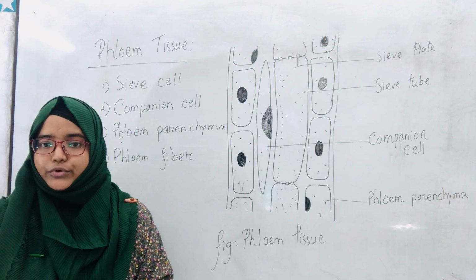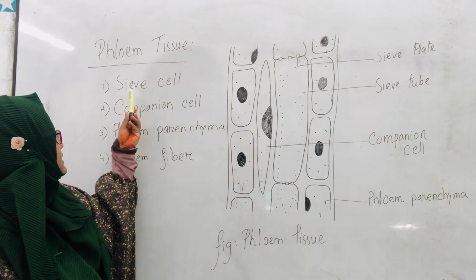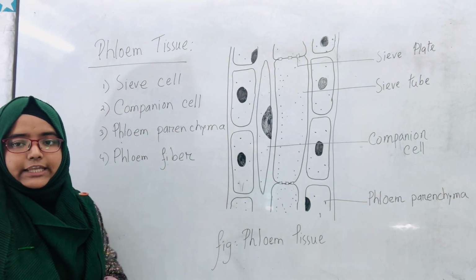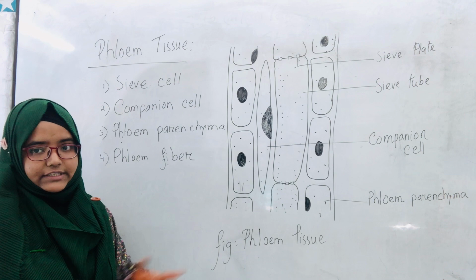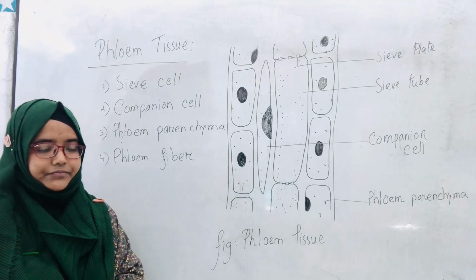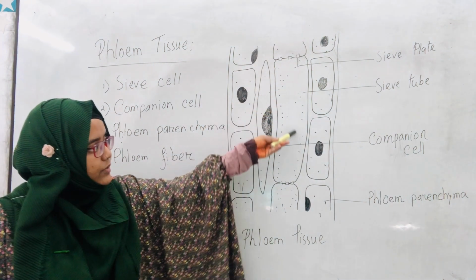Phloem tissue is composed of these four types of cell, or their constituents are sieve cell, companion cell, phloem parenchyma and phloem fiber. Now we will see a diagram of these types of cell, what they look like and what their functions are. So first we are going to talk about sieve cell. This is the diagram of sieve cell.